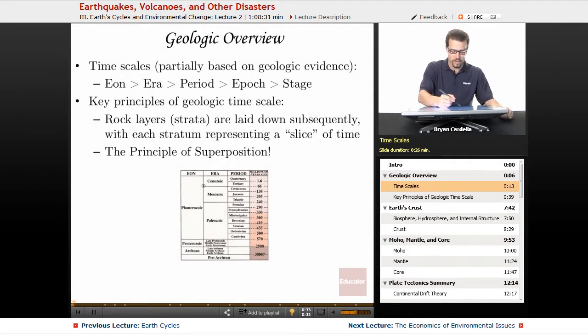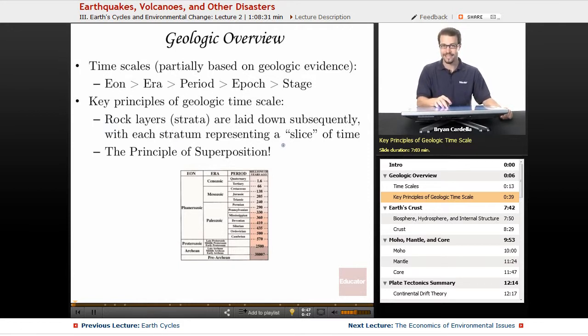So you can see that we have this really long eon, Phanerozoic, and then in there we have eras and periods. So some key principles of the geologic time scale. Rock layers, or strata, are laid down subsequently, with each stratum representing a slice of time. Now that makes sense. When you have movement within the crust and you get certain violent earthquakes, volcanic eruptions, etc., along with erosion over time, you can see where the sides of mountains have clear, defined layers. You can trace the line and see, oh yeah, the rocks are a little different up there, a little different right below that line. And those are the strata marks we're talking about.